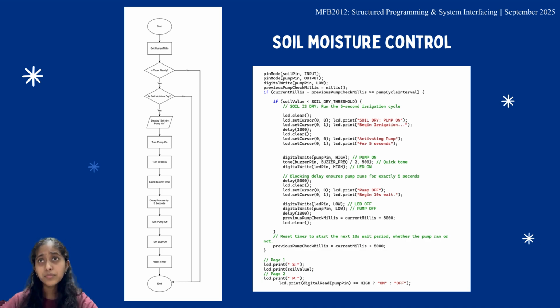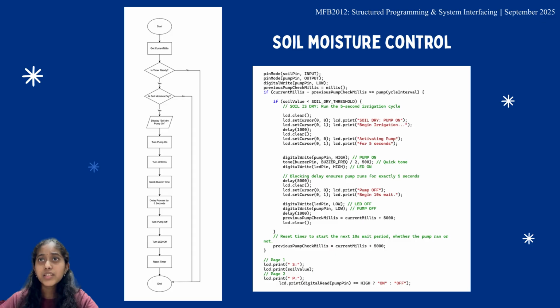And then previousPumpCheckMillis equals millis. It would record the current time for the timing control later. Millis in this case means milliseconds. Then we look at the pump cycle timing check, where we are using if currentMillis minus previousPumpCheckMillis is more than or equal to the pump cycle interval. This would allow the system to check the soil at every fixed interval.